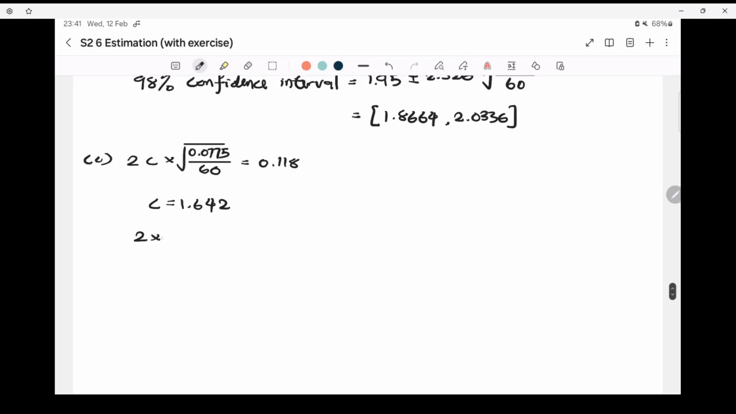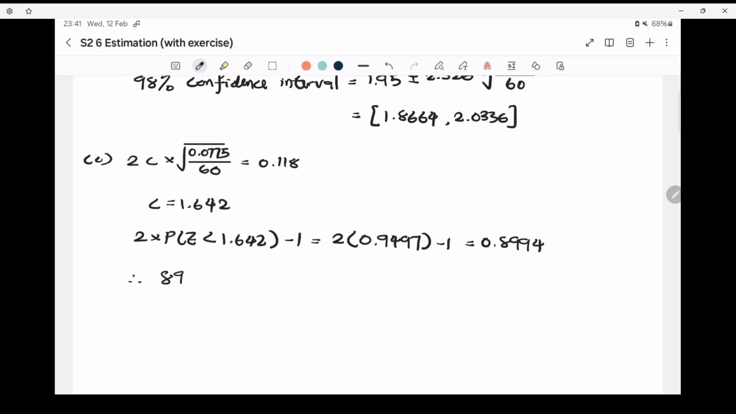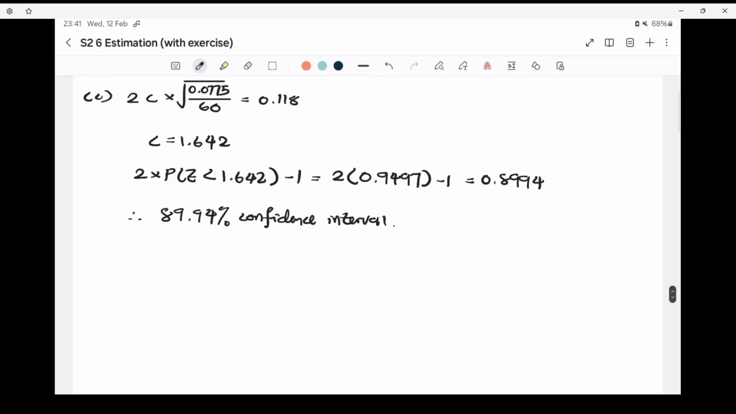So then finally use this equation again, the equation in the star. So 2 times P(Z smaller than C) minus 1. So substitute the value of C inside, 1.642 minus 1. That will be equals to 2 times 0.9497. Just read from table. So this is 0.8994. Therefore, this is a 89.94% confidence interval. Of course, you can say that this is a 90% confidence interval, if you round it up, for example.